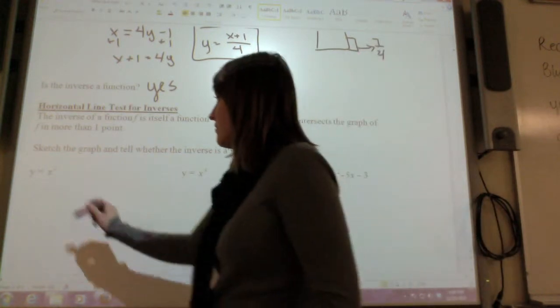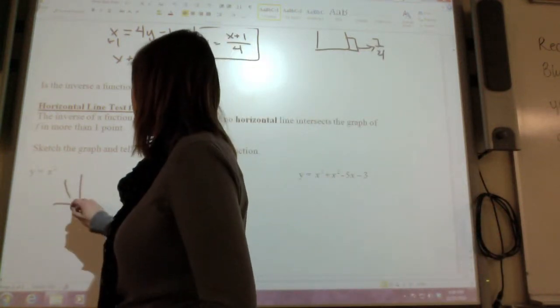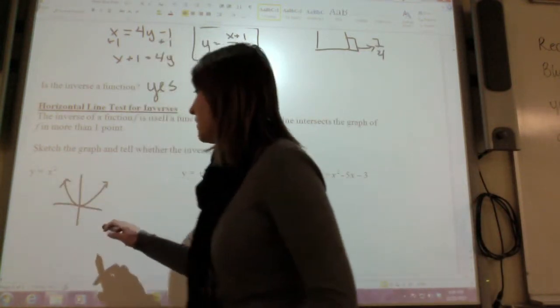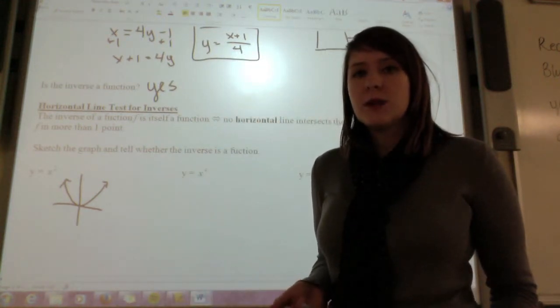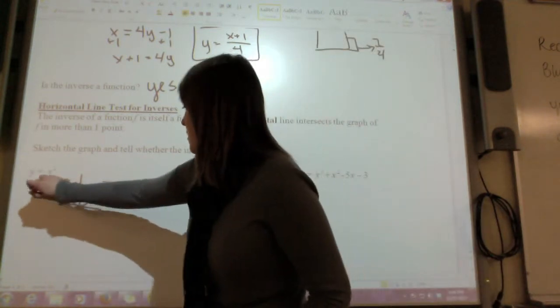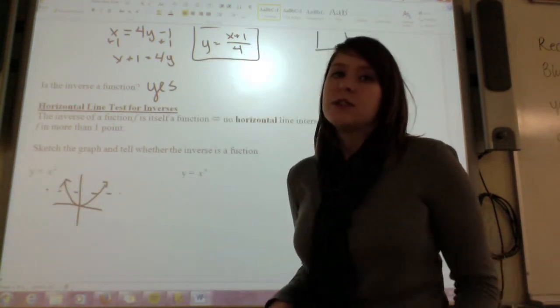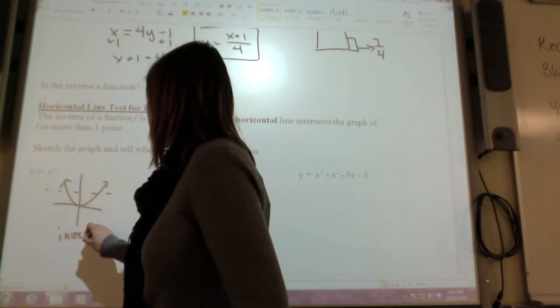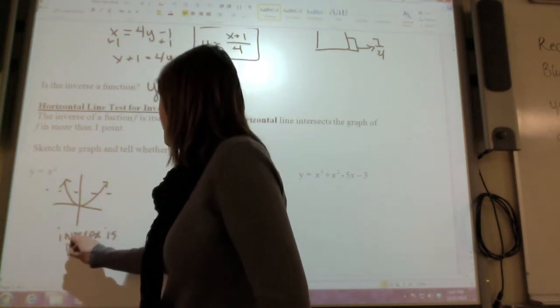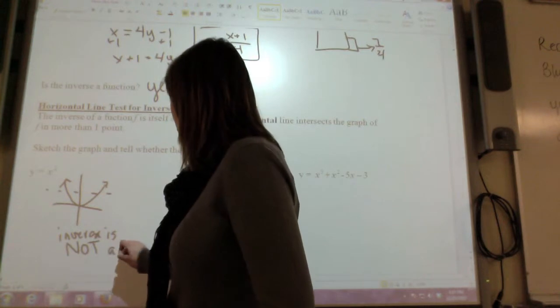Alright, so if I have y equals x squared, that graph is going to look something like this. So I need to determine, would that pass the horizontal line test? If I draw a horizontal line right here, you can see that it would not. Therefore, the inverse is not a function.